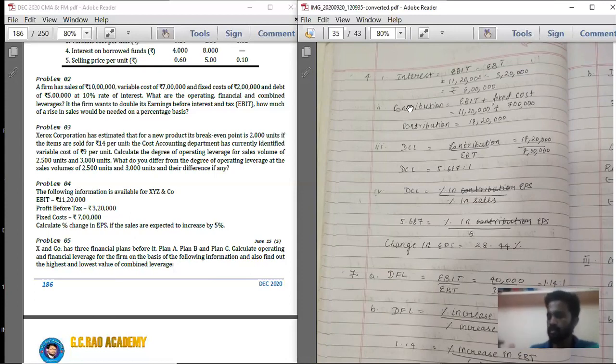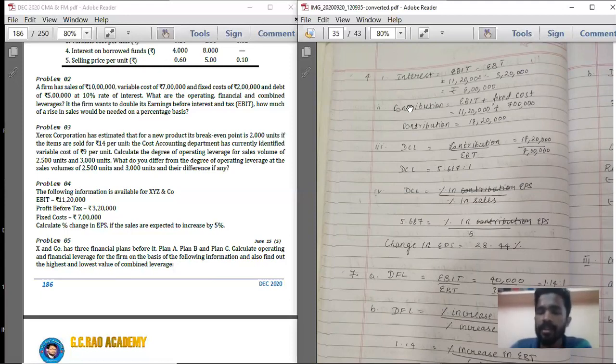Here we have contribution and we have PBT, that is EBT. With that we can find degree of combined leverage. Below that, point number 3: DCL, that is degree of combined leverage, is equal to contribution divided by EBT. What is contribution? 18 lakh 20,000. And what is EBT? They have given 3 lakh 20,000. So 18 lakh 20,000 divided by 3 lakh 20,000.